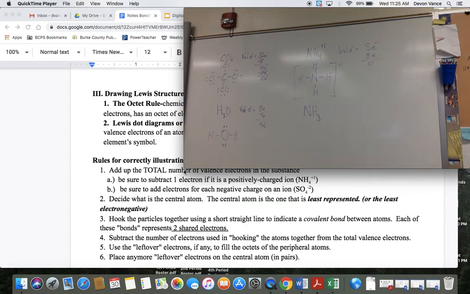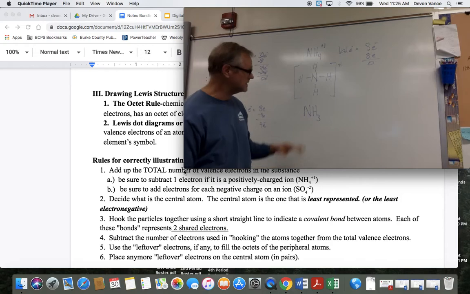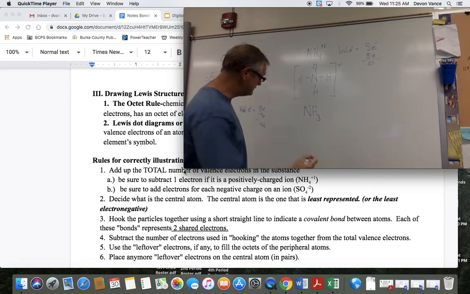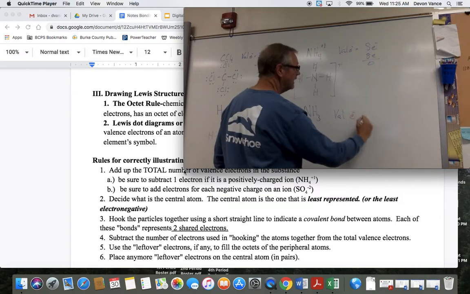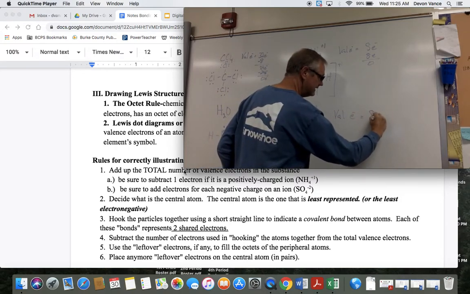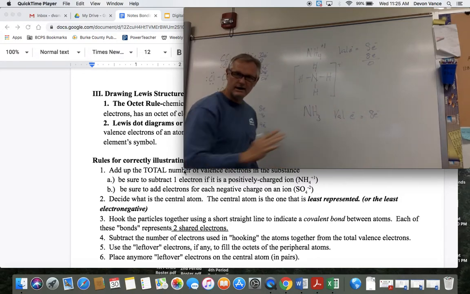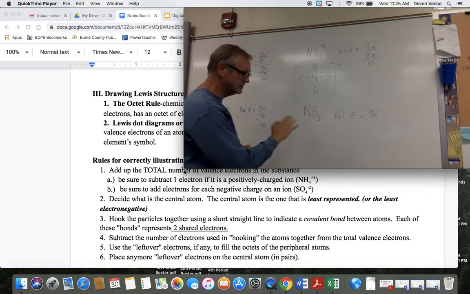All right, the last one I would like to draw is an NH3. This is just ammonia gas, and I'm going to do the same thing. I'm going to count up valence electrons, and this time I'm going to have 5, 6, 7, 8. So I have 8 valence electrons, no charge, so I didn't have to worry about adding or subtracting. It's just a neutral element, so I just count them up.